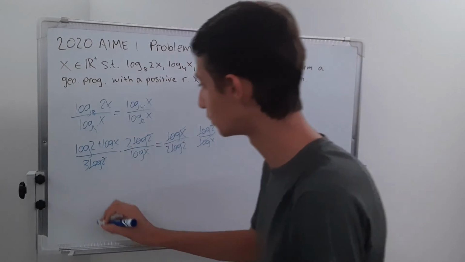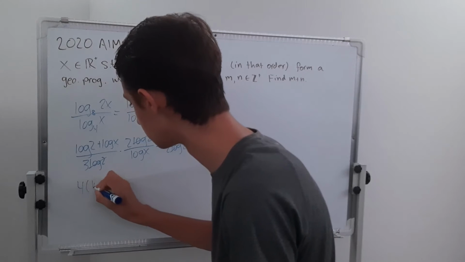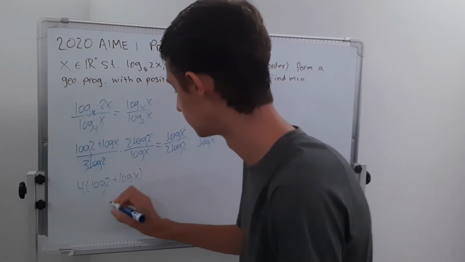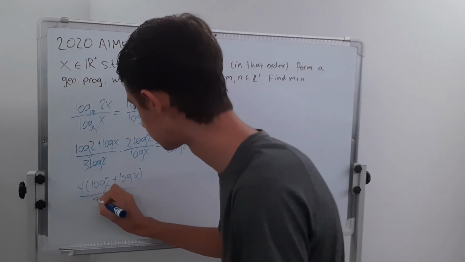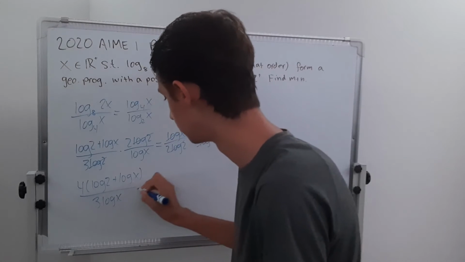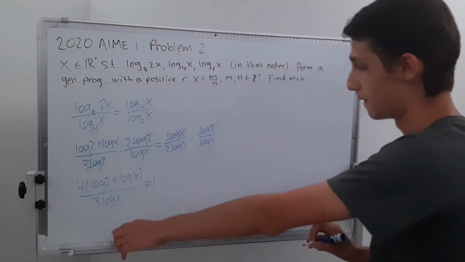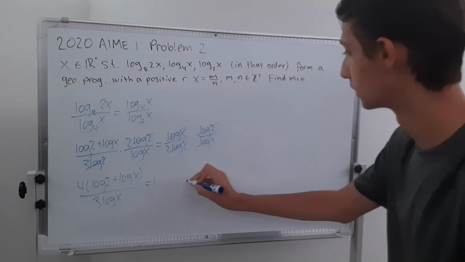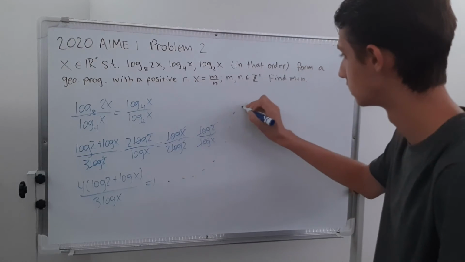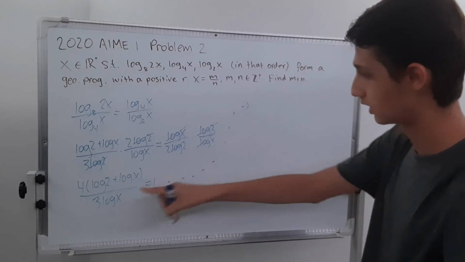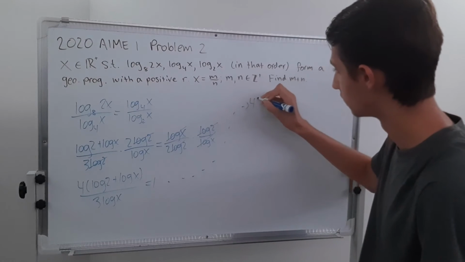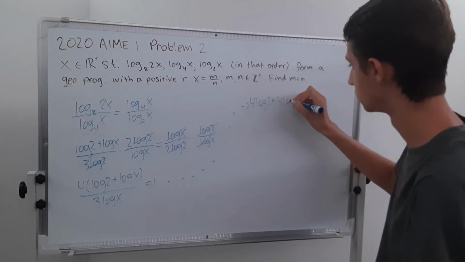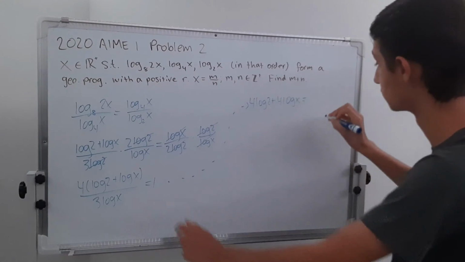I'm going to multiply the 2 over here, so 2 times 2 is 4. So 4 times log 2 plus log x, divided by 3 log x, equals 1. I'm going to multiply both sides by 3 log x and distribute: this is 4 log 2 plus 4 log x, which is equal to 3 log x.